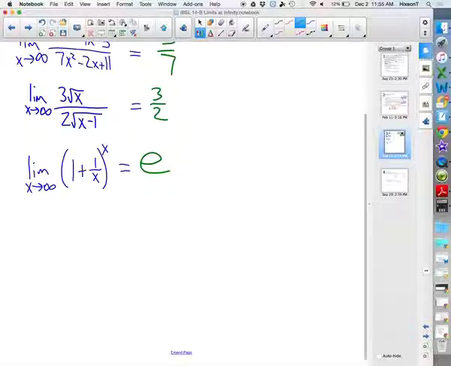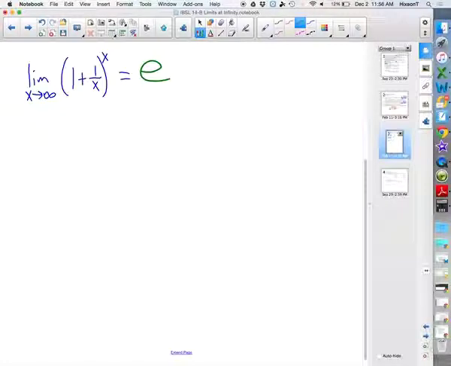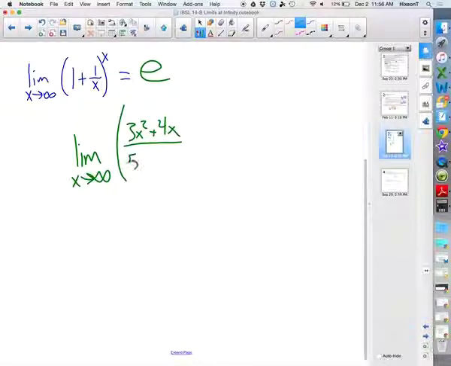All right, but let's take this one step further and incorporate some of the rules that we looked at yesterday. What if I gave you the limit as x approaches infinity of 3x squared plus 4x over 5x squared minus 7, plus 6? Isn't it 3 over 5 plus 6?